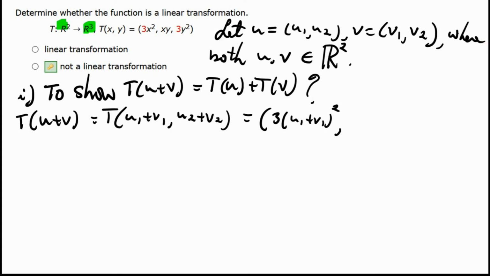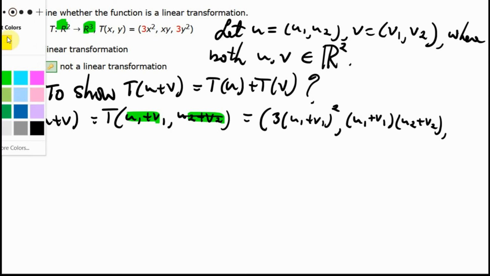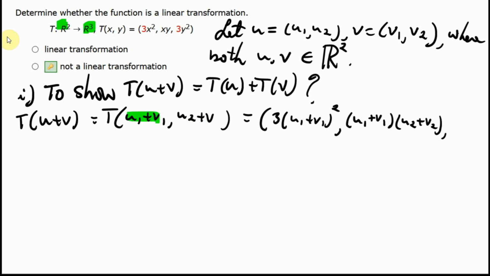And these are the components here, right? So this is (u sub 1 plus v sub 1) times (u sub 2 plus v sub 2). And then that last one is 3 times the second component squared. So this is 3 times (u sub 2 plus v sub 2) squared.